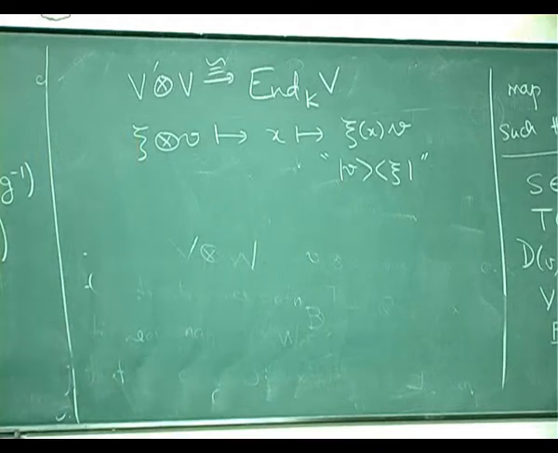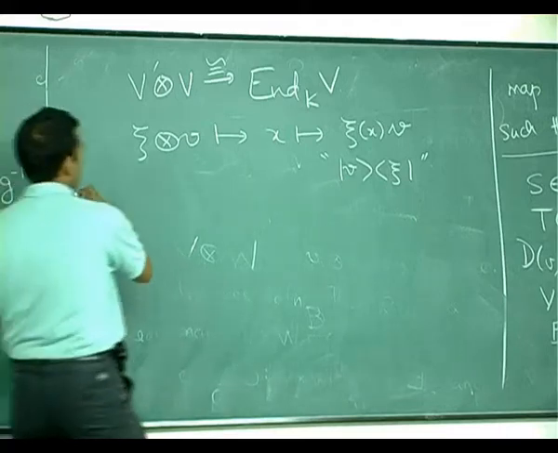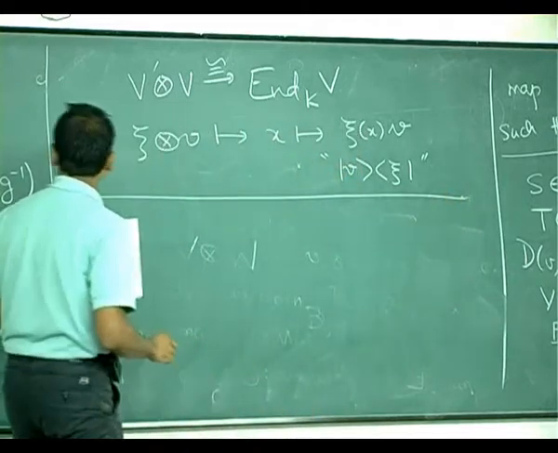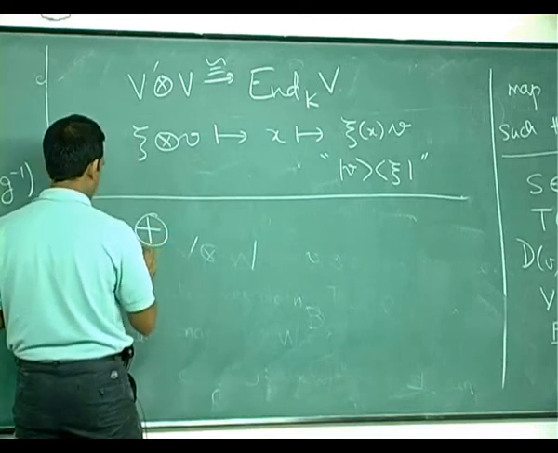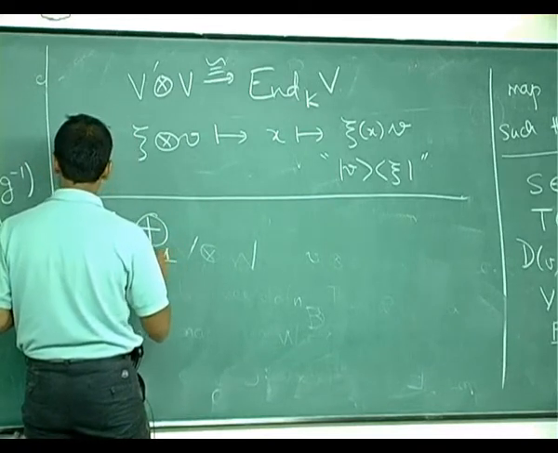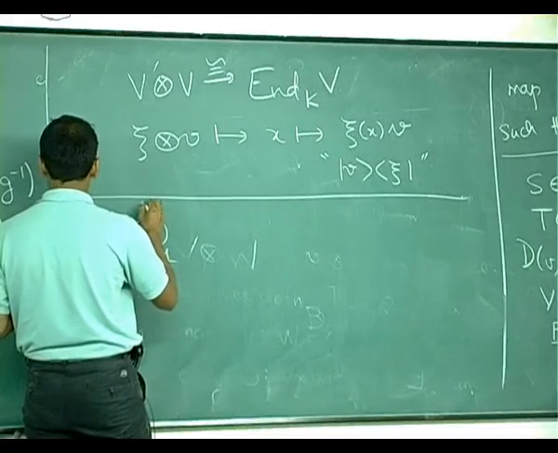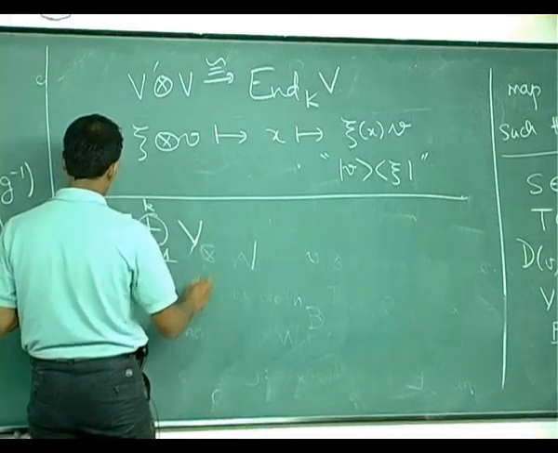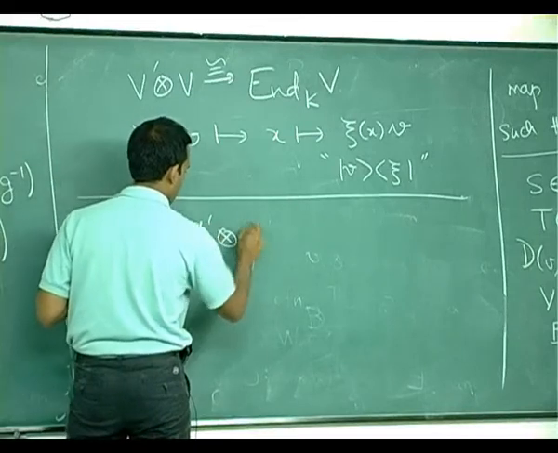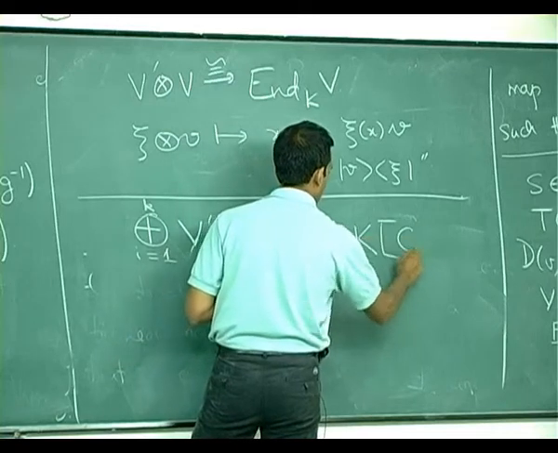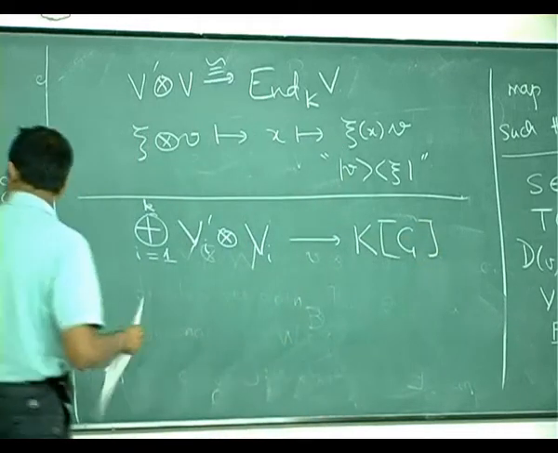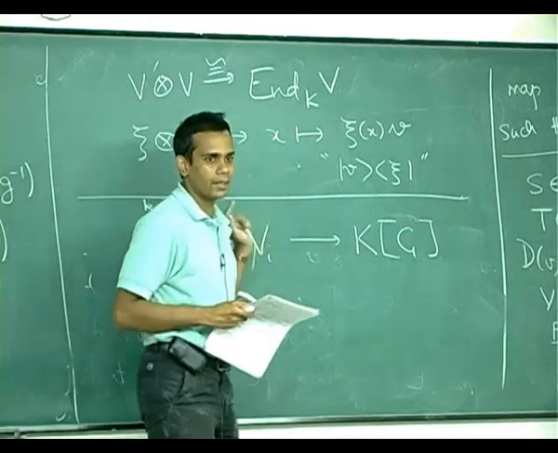So now you apply this to a family, a set of representatives. So suppose V1 up to Vk are a set of representatives for the simple representations of G. So then you could now I want to claim that this is actually an isomorphism.